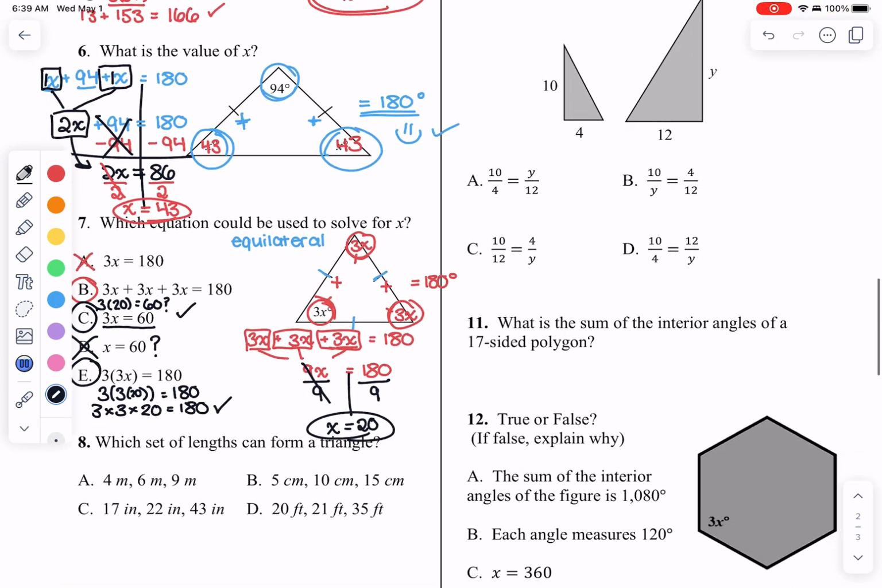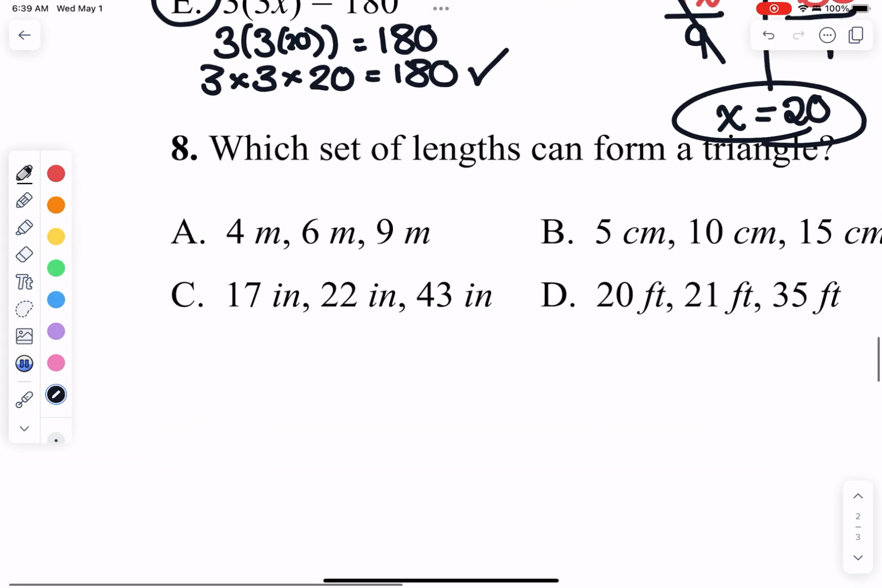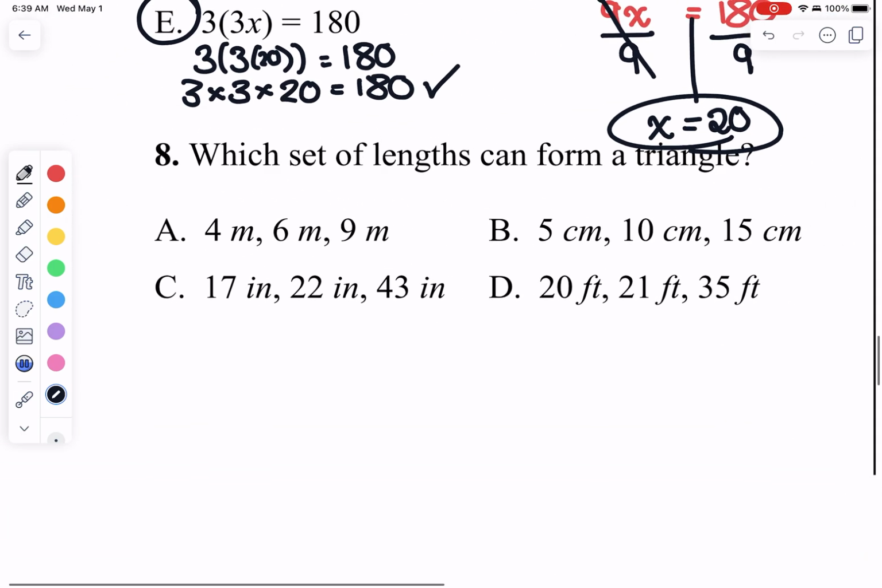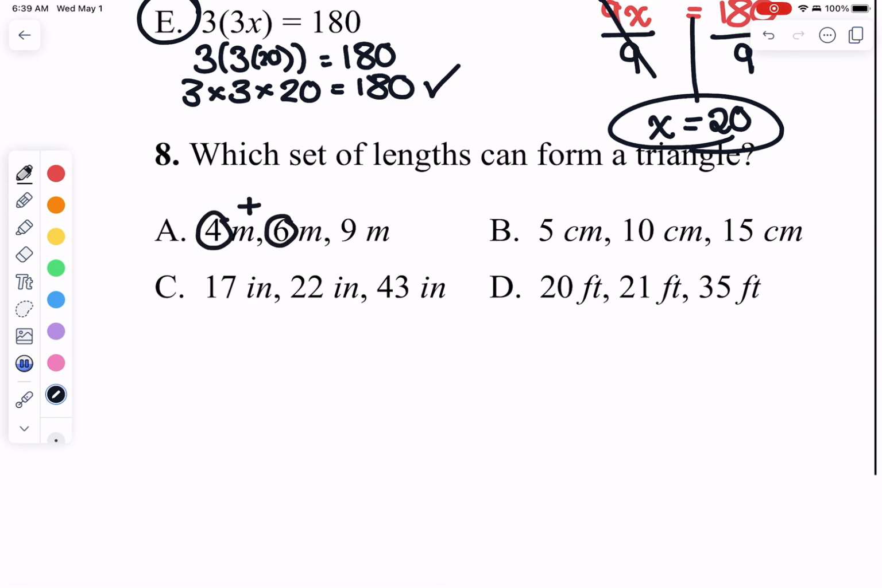A, 4, 6, 9. Can it form a triangle? Well, I'm going to add my short sides together, which are 4 and 6. And for B, I'm going to add my short sides together, which are 5 and 10. And for C, I'm going to add my short sides together, which are 17 and 22. And for D, I'm going to add my short sides together, which are 20 and 21. Okay? So for A, I add my short sides together, 4 plus 6.